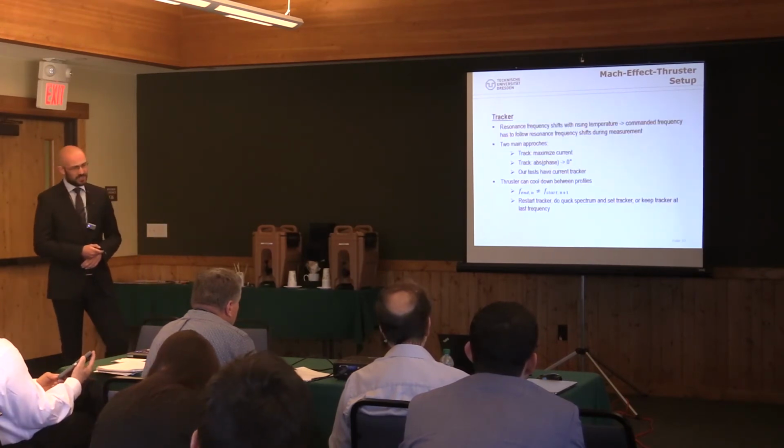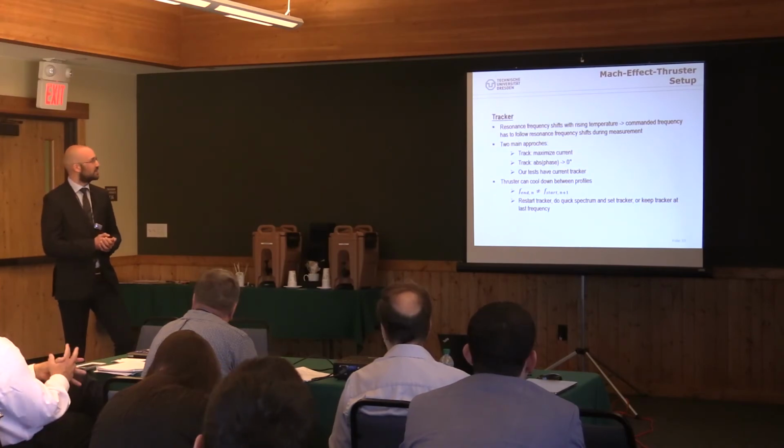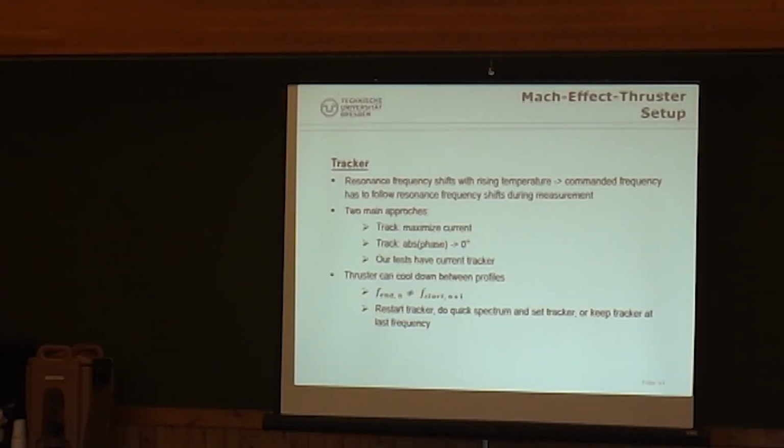Because if the thruster heats up, the frequency of the thruster changes, we have a tracker that tracks the frequency and changes it accordingly. You can do two main approaches there. The first is you just track the maximum current, so you always go in the direction where the current is maximized. The second is you just want the phase to be 0. That's not actually the right thing, because you saw that at the resonance the phase is not really 0. But if you want the phase to be 0, you can track that.